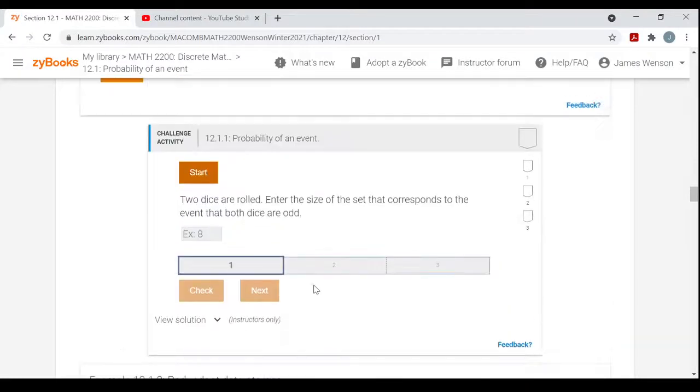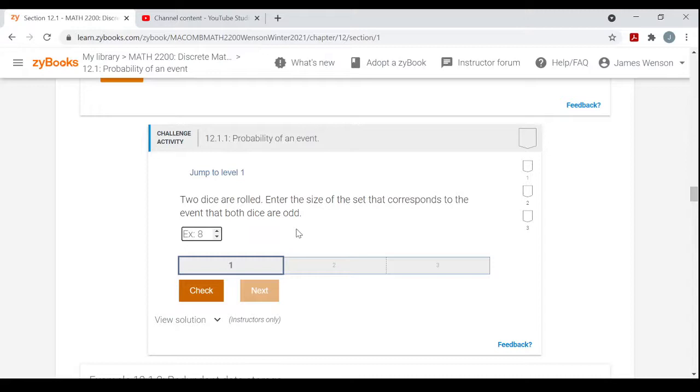All right, then you have a challenge activity where you're asked, 2 dice are rolled. Enter the size of the set that corresponds to the event that both dice are odd. And this is a 6-sided die. You D&D players out there, I know that there are many other dice with more sides, like D20s and stuff, but we're assuming 2 6-sided dice here. So again, we're assuming they're fair.